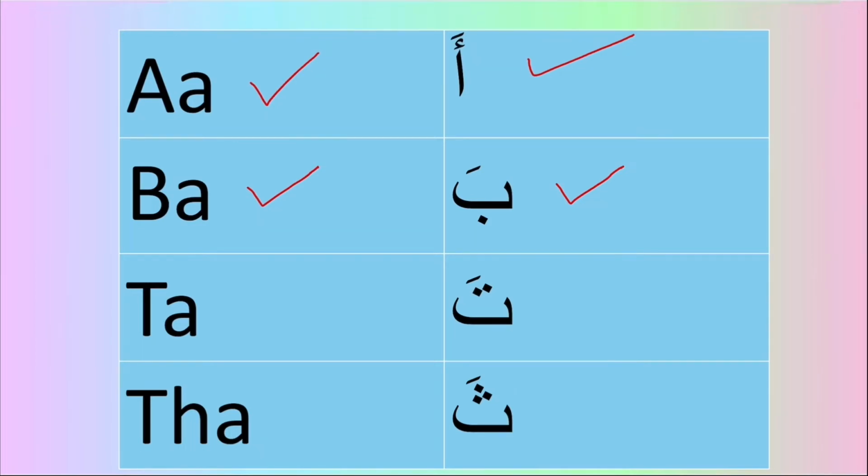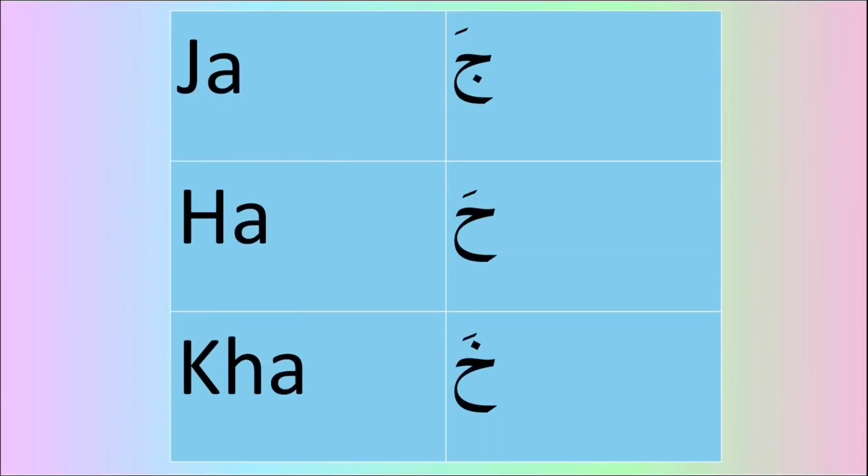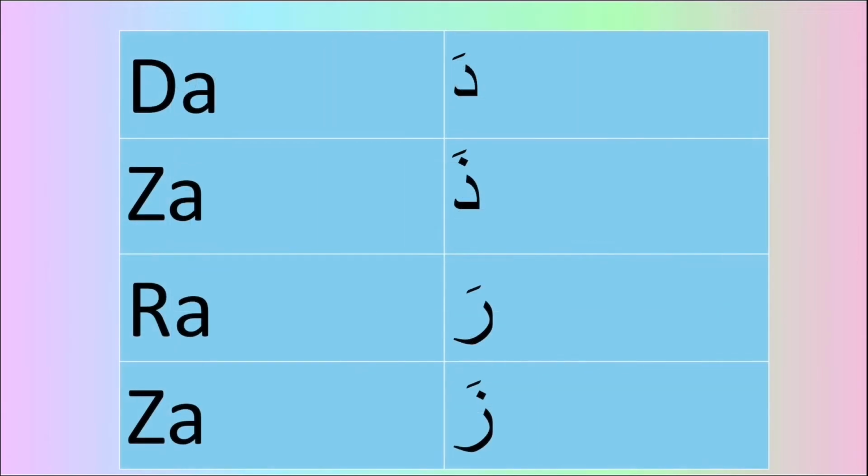When fatha is added to ta, ta fatha ta. Tha fatha tha. The tongue is flat and a little bit outside. Tha. The tongue touches the upper front teeth. Let's see the next one now. Our letter is jim. If I add fatha to jim, I will get ja. Jim changes to ja. Ha fatha becomes ha. Kha fatha becomes kha.